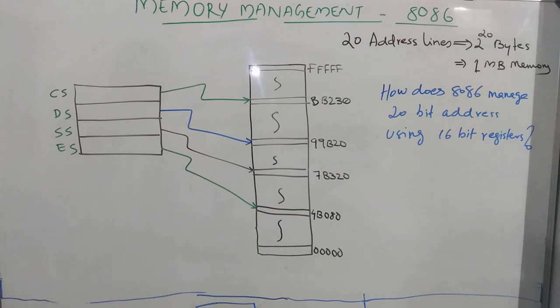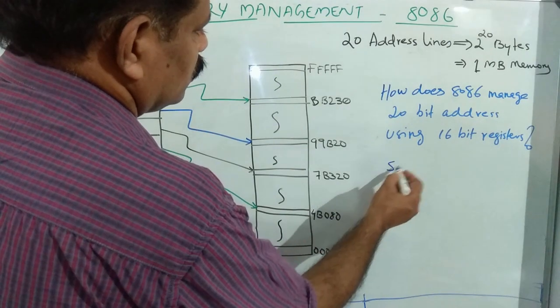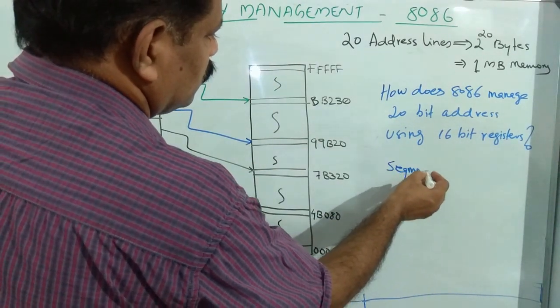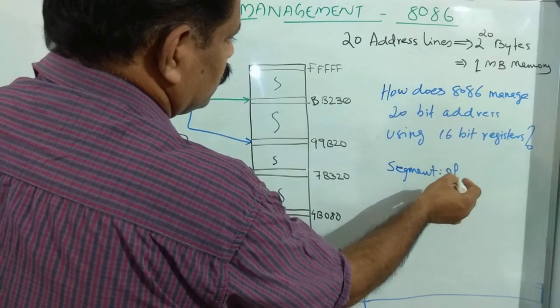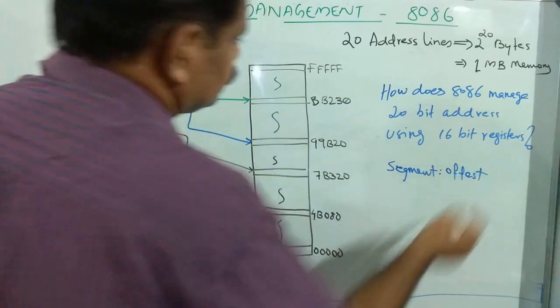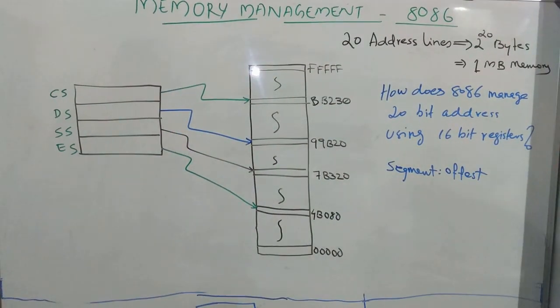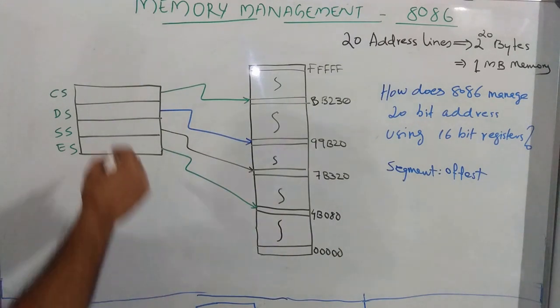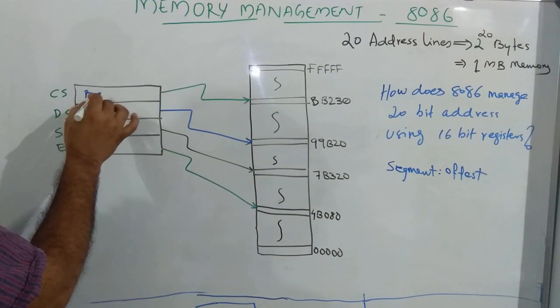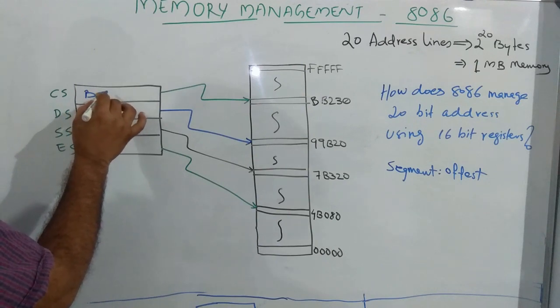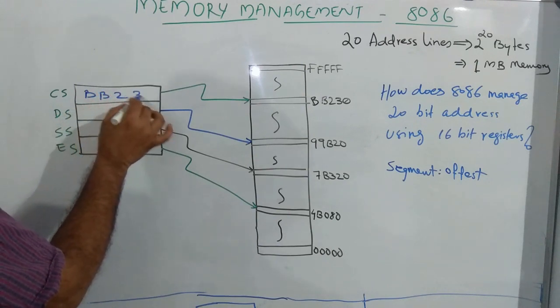8086 uses segmentation, and the 20-bit address is treated as segment and offset. The CS register holds a 16-bit value, that is BB23.